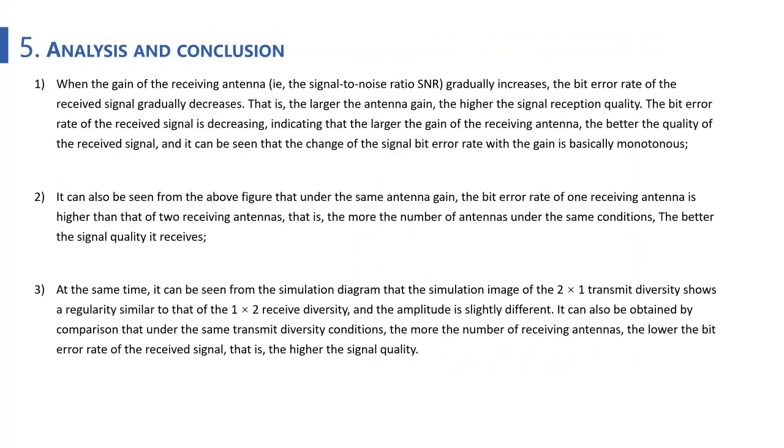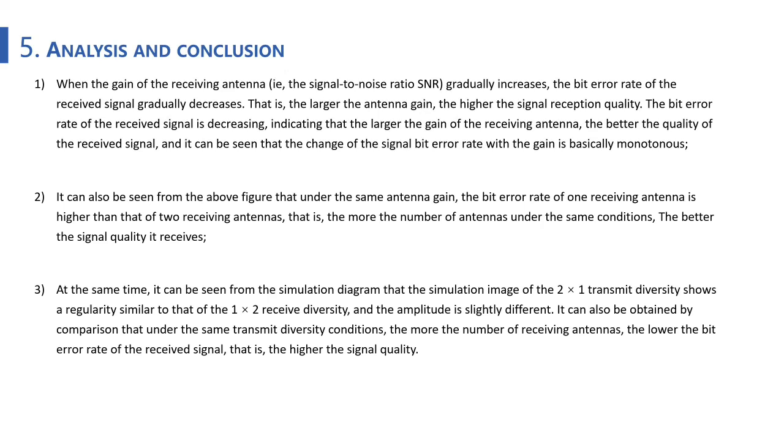After these simulations, we can obtain three conclusions. The first one is that when the gain of the receiving antenna gradually increases, the bit error rate of the received signal gradually decreases. That is, the larger the antenna gain, the higher the signal reception quality. And it can be seen that the change of the signal bit error rate with the gain is basically monotonous.